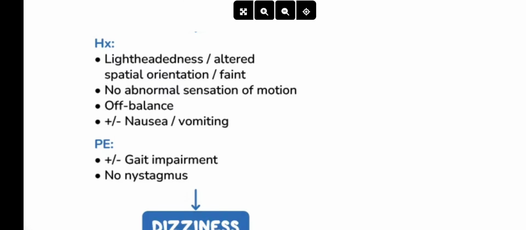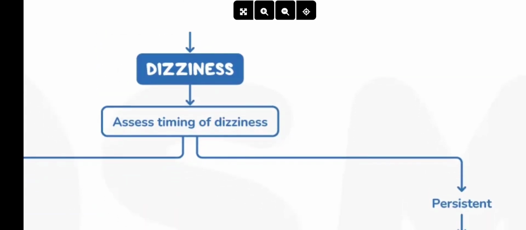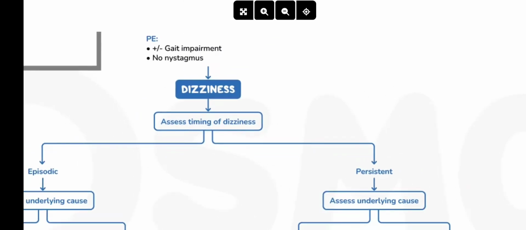So if I break it down, in dizziness there must be two things: no abnormal sensation of motion and no nystagmus. If these two are not present, then it's not dizziness, it's vertigo. So first we have learned how to differentiate between dizziness and vertigo. Now, how to approach dizziness.